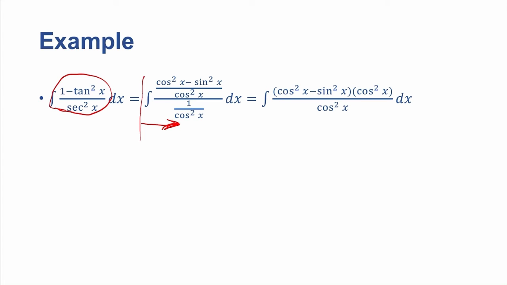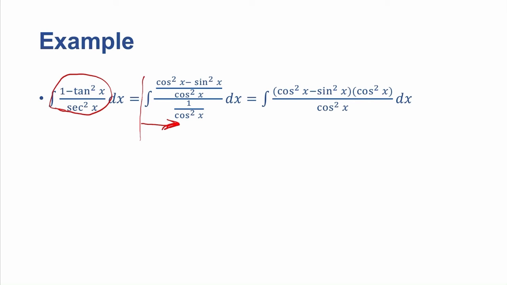So a good place to start is always to put everything in terms of sine and cosine. So we get 1 minus sine squared over cosine squared over secant squared, over 1 over cosine squared, and then we combine the denominators. This gives us a multi-fraction. So we get the integral of cosine squared of x minus sine squared of x all over cosine squared of x, all over 1 over cosine squared of x dx. Okay, so now we can do our keep change flip rule from arithmetic, and that gives us the integral of cosine squared x minus sine squared x times cosine squared x over cosine squared x.